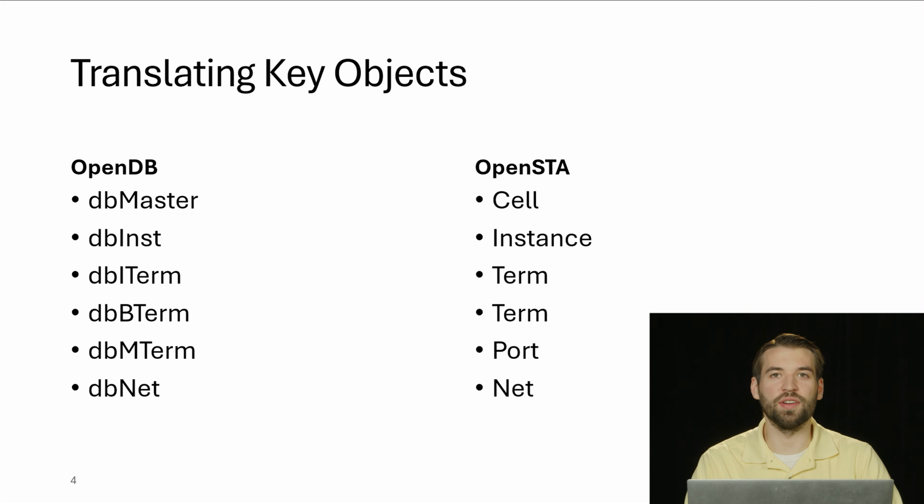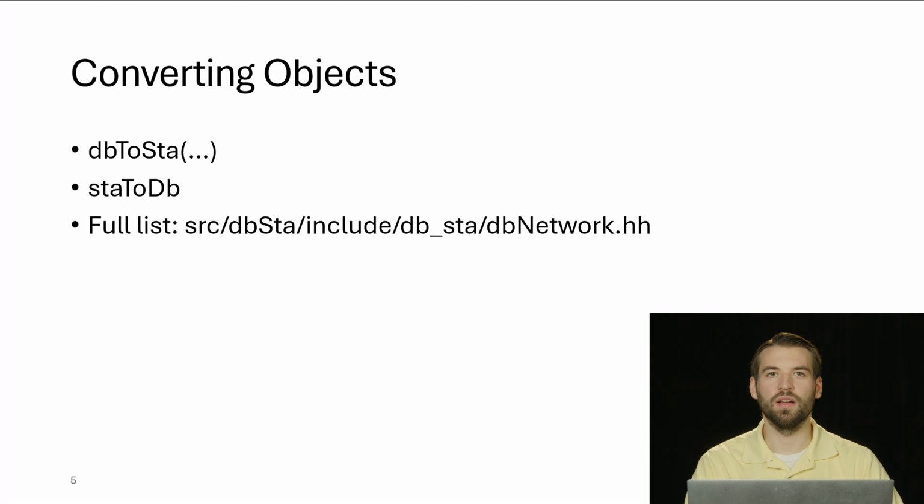Here's a quick rundown on objects in OpenDB versus their corresponding objects in OpenSTA. Masters in OpenDB are cells in OpenSTA. Insts are instances. Both I-terms and B-terms are actually mapped to terms in OpenSTA. And M-terms are ports, and nets are still nets in OpenSTA.